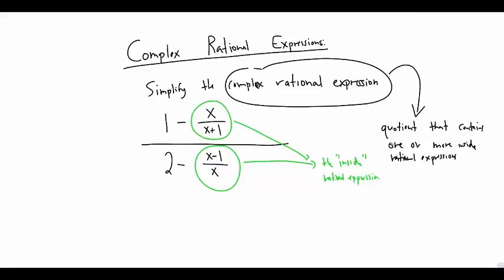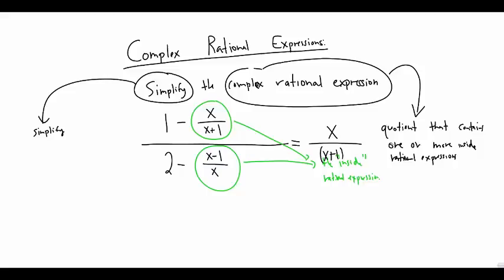What does it mean to simplify such a rational expression? It turns out that you can simplify a complex rational expression into an ordinary one, as we'll see. In fact, this is equivalent to the ordinary rational expression x over the square of x plus 1. How did we come up with this? Let's see.